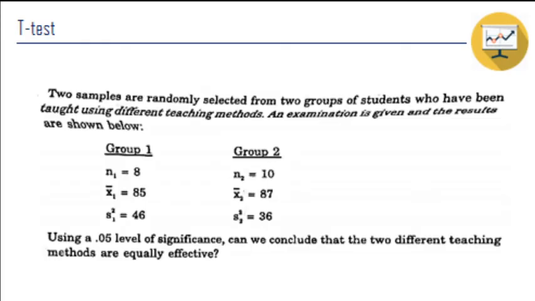Ito, it makes sense sa field ninyo kasi nagtetest na tayo ng dalawang teaching methods. Yung isa ginamit niya is group 1 na estudyante, and yung group 2 naman ng pangalawang estudyante. Itetest natin kung merong significant difference yung dalawang group to determine kung equally effective ba yung dalawang teaching methods na ginamit sa kanila.